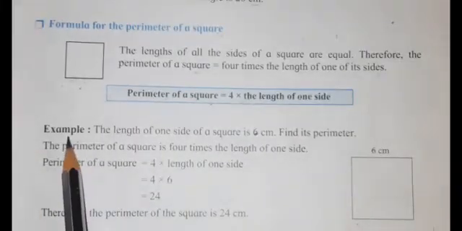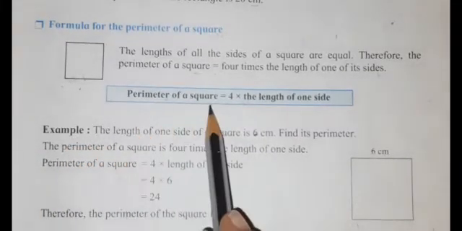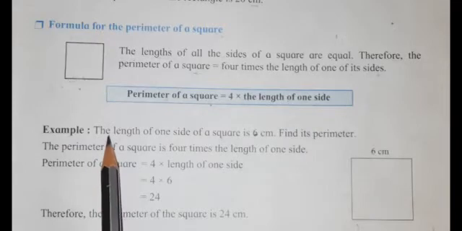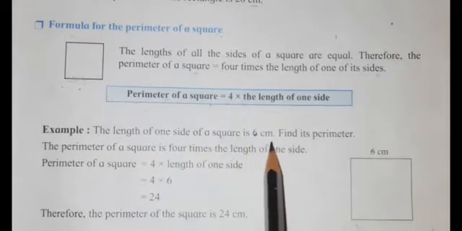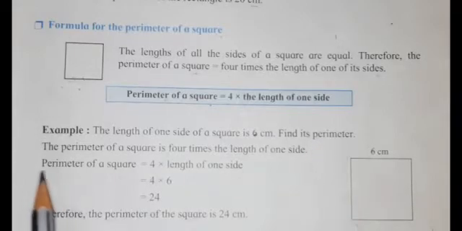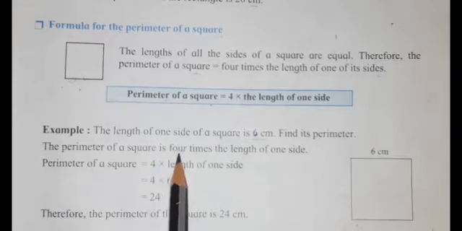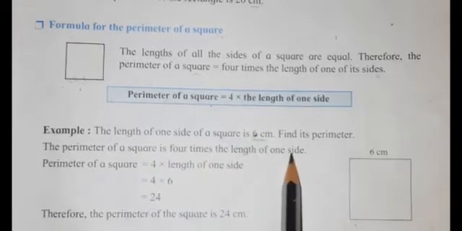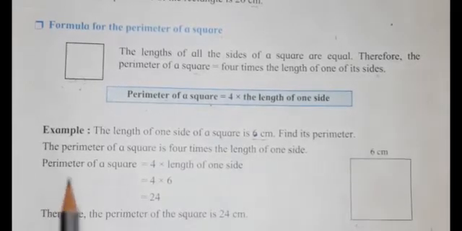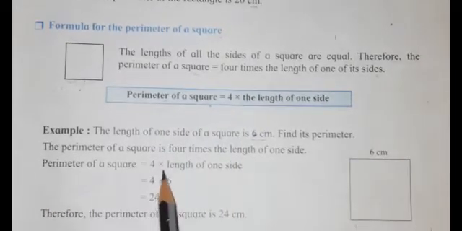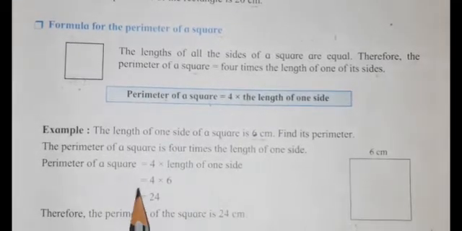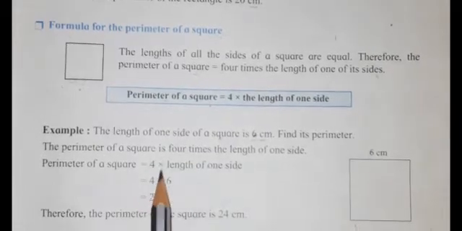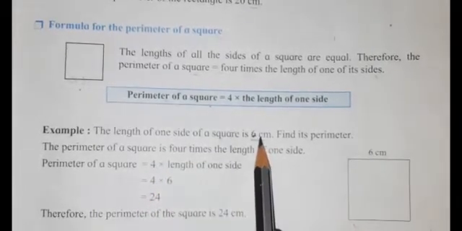Now we will solve the example by using this formula. See, the length of one side of a square is 6 cm. Find its perimeter. The perimeter of a square is 4 times the length of one side. Perimeter of a square is 4 multiplied by length of one side. This is the formula for perimeter of a square. Here it is equal to 4 multiply length of one side, which is 6 cm.